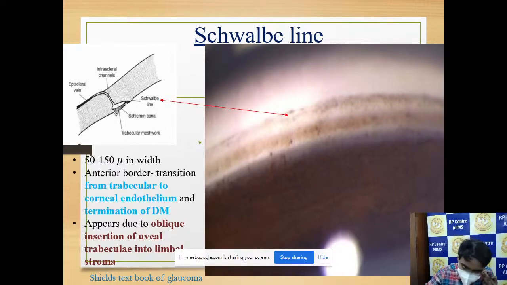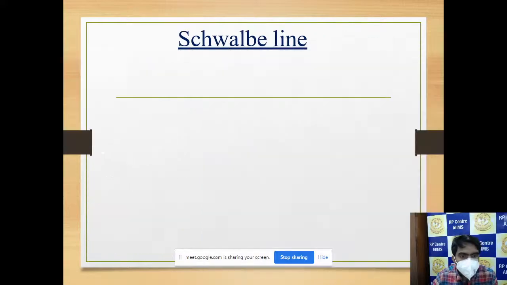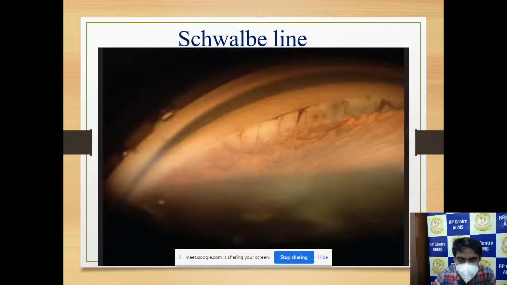Then coming to these borders, anteriorly it is by corneal endothelium, which forms the termination of Descemet membrane, and posteriorly by trabecular meshwork endothelial cells. Then Schwalbe's line, coming to clinical significance, see the red arrow showing a prominent thick Schwalbe's line. This is an image of Axenfeld-Rieger syndrome with prominent Schwalbe's line and with abnormal prominent iris processes.